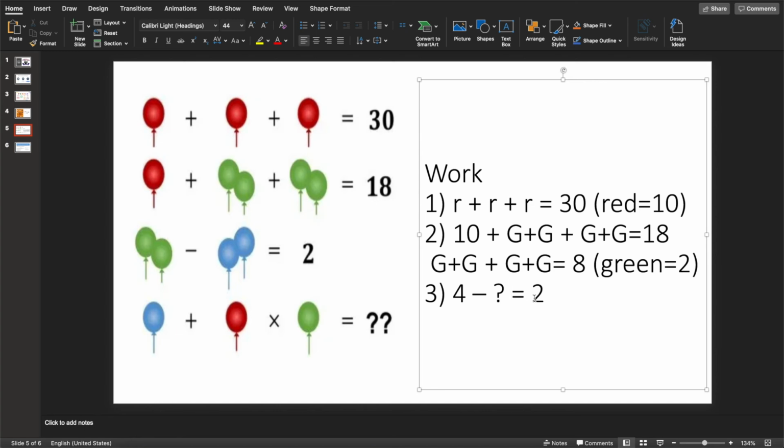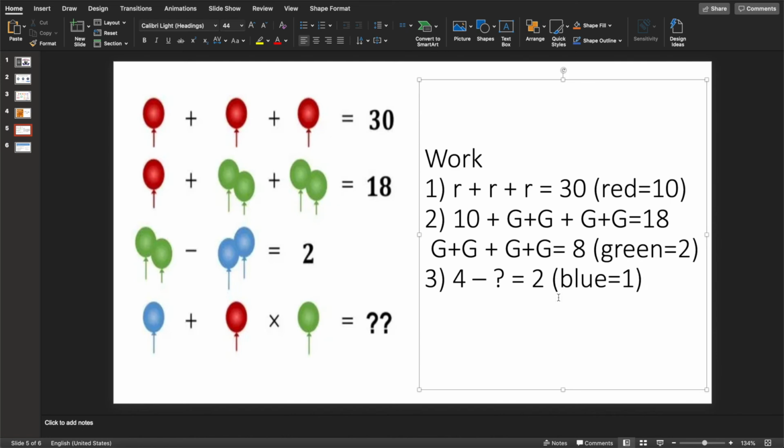Good, 2, right? So if you know that two blue balloons equals 2, how much does 1 blue balloon equal? 1. Good. See, this is a little bit more tricky. This one took a little more thought. All right, now let's get to the fourth row.